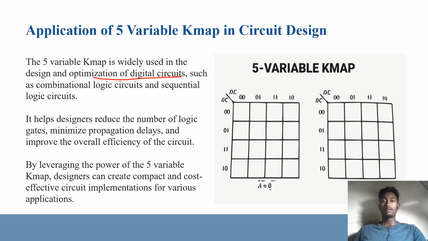Application of 5-variable K-map in circuit design. This 5-variable K-map is widely used in the design and optimization of digital circuits, such as combinational circuits or sequential logic circuits. It helps designers to reduce the number of logic gates, minimize propagation delays, and improve overall efficiency of the circuit. By leveraging the power of the 5-variable K-map, designers can create compact and cost-effective circuit implementations for various applications.